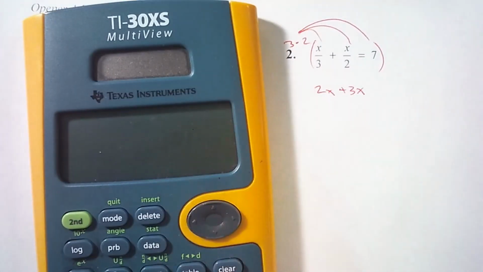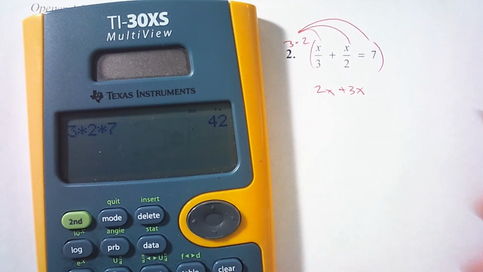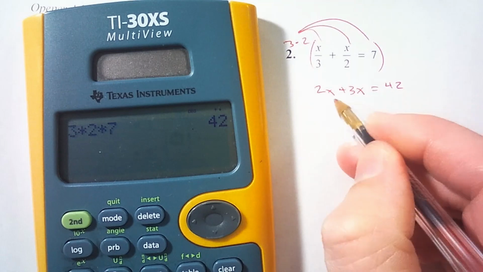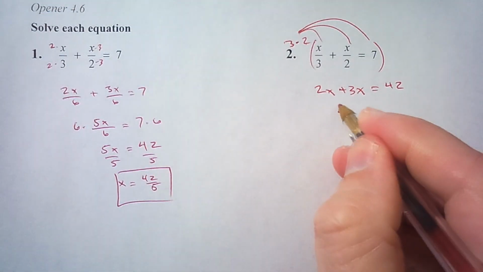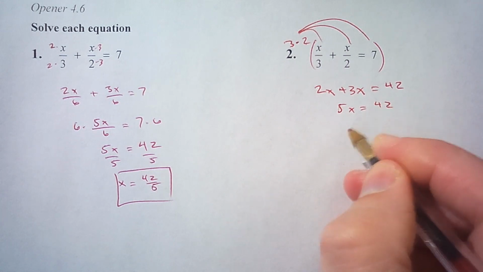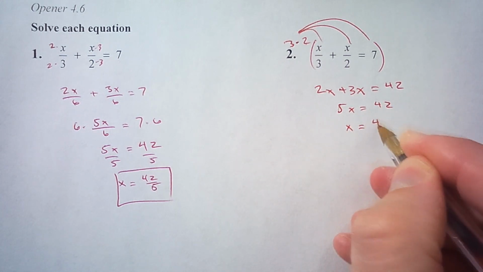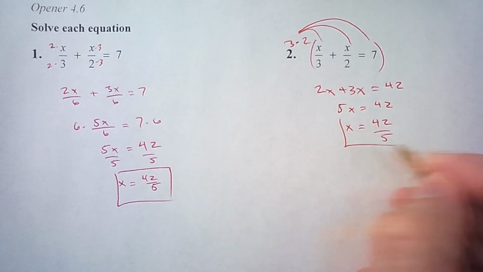So let's plug that in a calculator here. 3 times 2, let me turn it on first. 3 times 2 times 7 is 42. Okay, so I can combine like terms, and I get 5x equals 42. And I divide, and I get x equals 42 fifths.